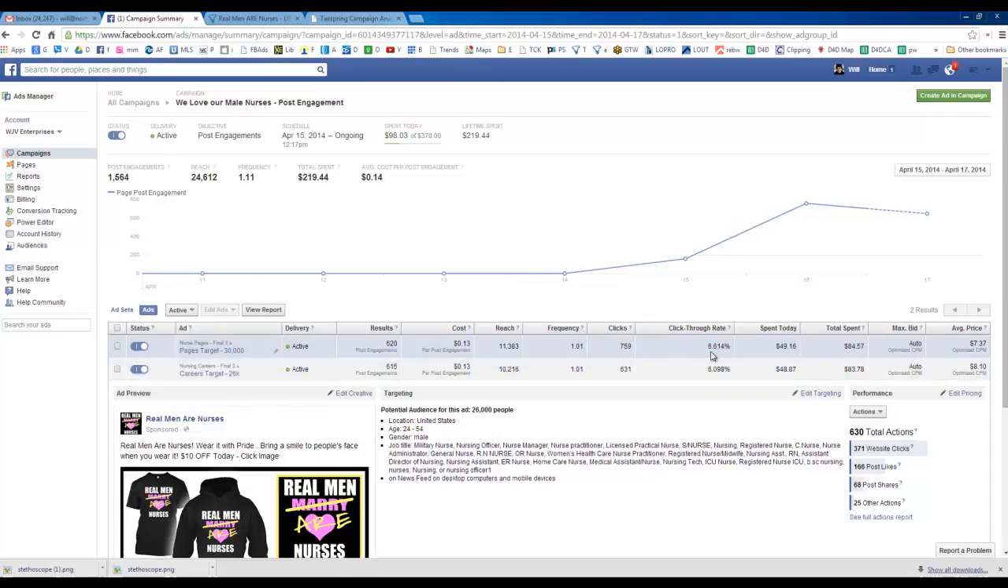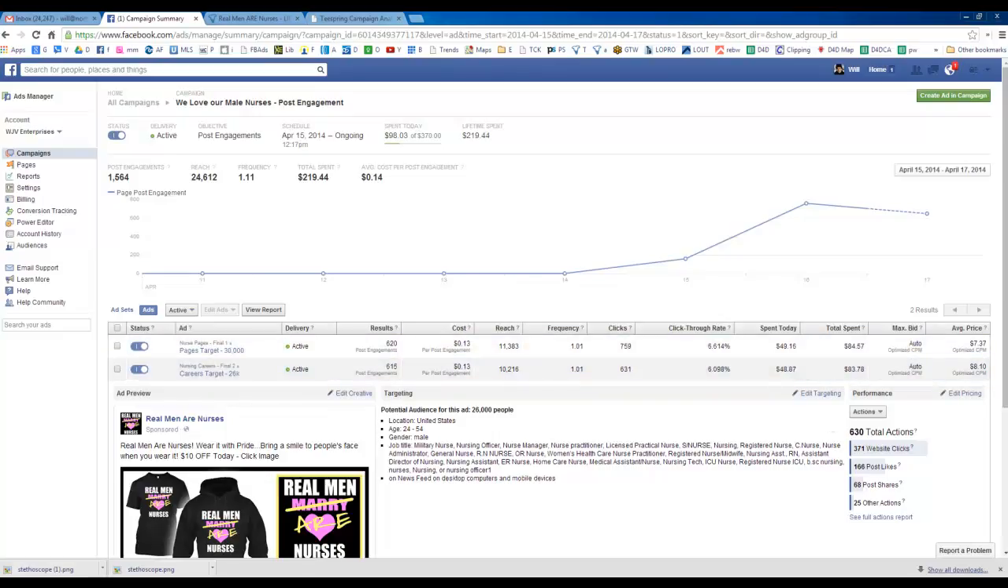759 clicks here, 6.6. Our click-through rate has gone down a little bit, but to have a 6% click-through rate and have already had a reach of 11,000, I think is pretty good. So about 6.1 here and about 6.6 here.